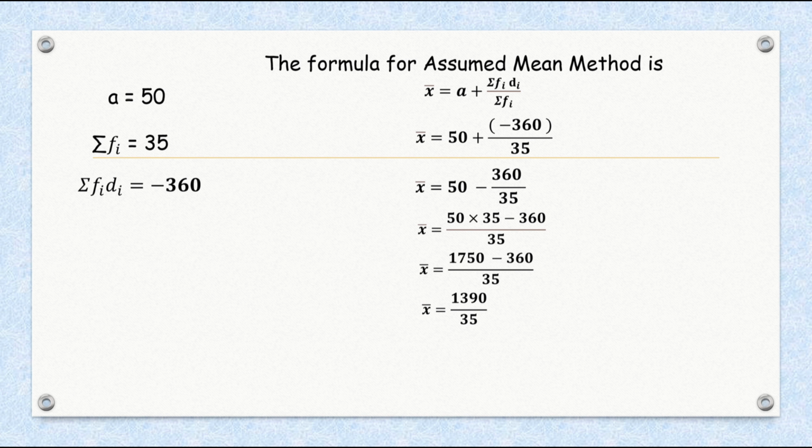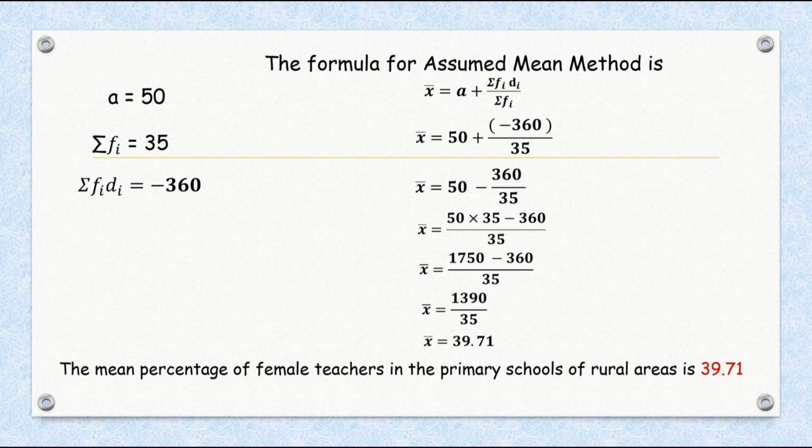So x bar is equal to 1390 divided by 35. If you divide 1390 by 35, you will get 39.71. So x bar is equal to 39.71. The mean percentage of female teachers in the primary schools of rural areas is 39.71.